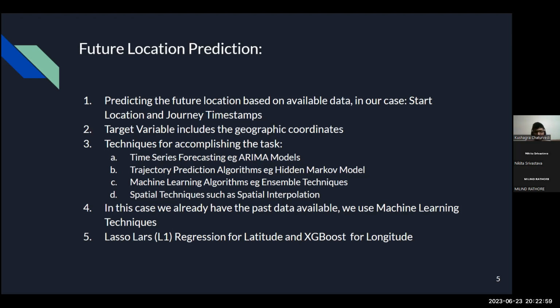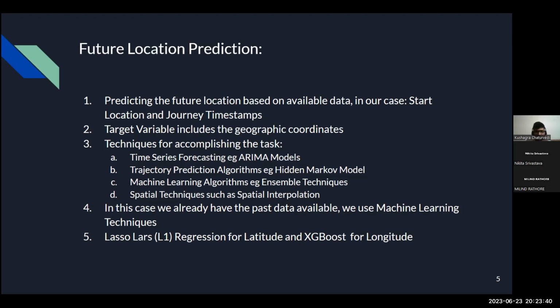Then there are also trajectory prediction algorithms. Those algorithms use the past trajectory of the object, and we can use that trajectory to predict the future location. Examples include hidden Markov models or Kalman filters. Then we have machine learning algorithms. Machine learning techniques, regression or classification algorithms, can also be used here. They predict future location based on historical datasets, like geographical coordinates or timestamps, or various other factors like weather, traffic availability, or many other forms of data.